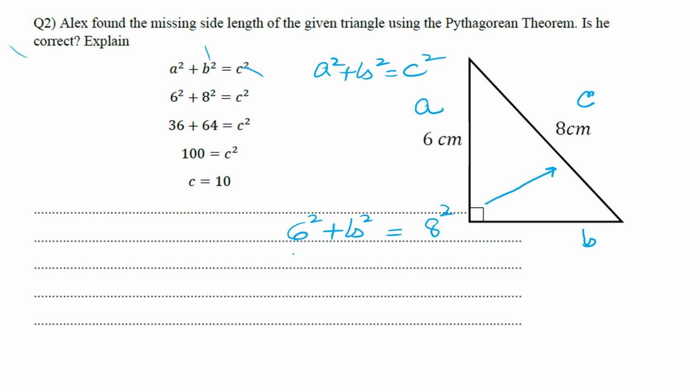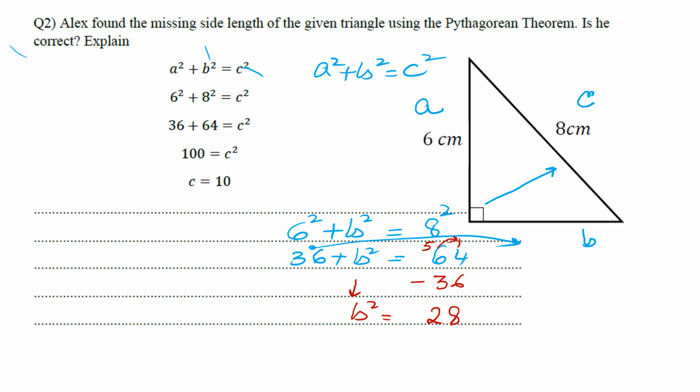Now 6 square means 36, plus keep the B square as it is because we don't know the value, and 8 square gives you 64. Now bring the 36 on the other side. When plus goes on the other side, it gives us negative 36. So what is left on the left hand side? B square. Now subtract 64 minus 36. 4 doesn't go from the 4, carry 1. So 14 minus 6 gives you 8. Here 5 is left and 5 minus 3 gives us 2.